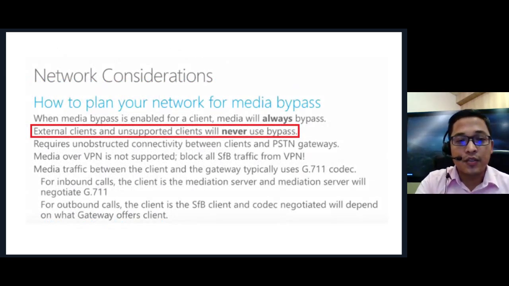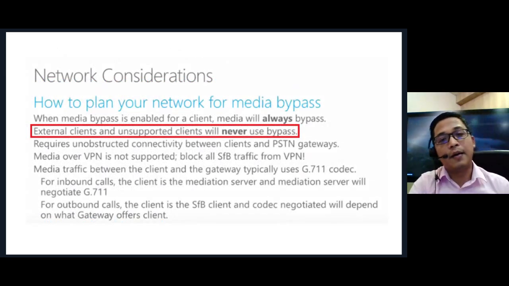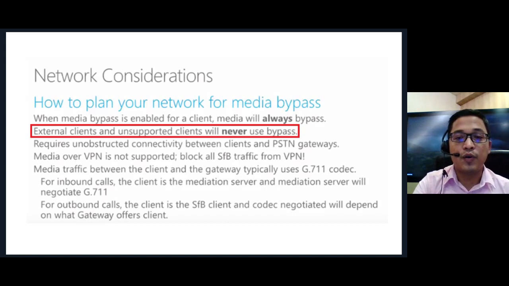So the network consideration when it comes to enabling media bypass: you have to ensure that the external client never uses media bypass. I told you quite a few times. And also ensure that, because in large organizations, some may have a few network segments, not one. Some organizations may only have one LAN environment, but for many other organizations, they have many LANs, so many segments, so many networks.